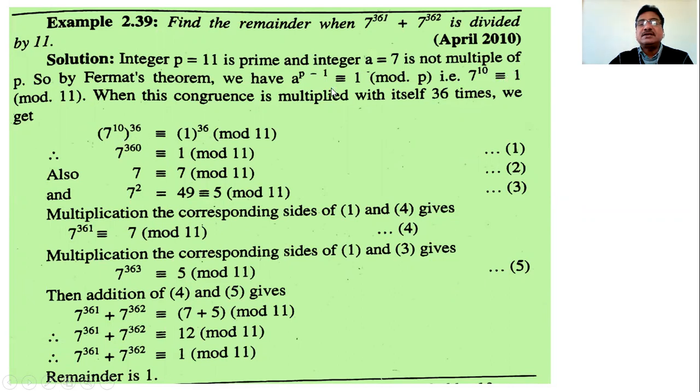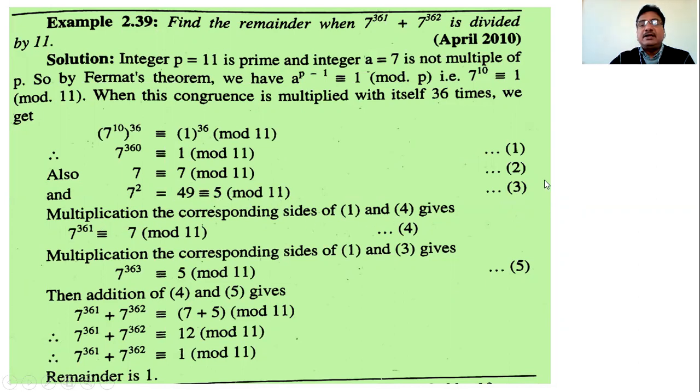Then taking the 36th power of both sides, 7 raised to 10 raised to 36 is congruent to 1 raised to 36 modulo 11. That is, take the power of 7 raised to 10 in such a way that we have the answer nearest to 361, and that is 360. And then 7 is congruent to 7 modulo 11, because 11 divides 7 minus 7, that is, 11 divides 0. Then 7 squared is 49, which is congruent to 5 modulo 11, because 11 divides 49 minus 5.